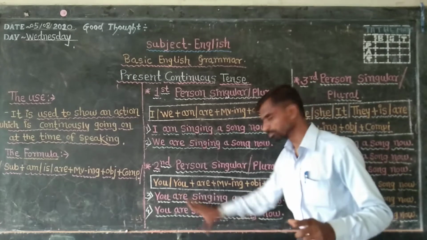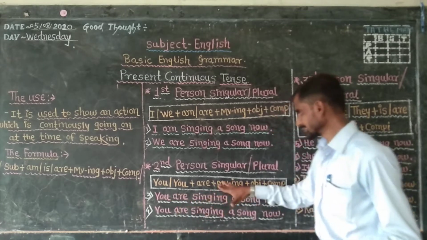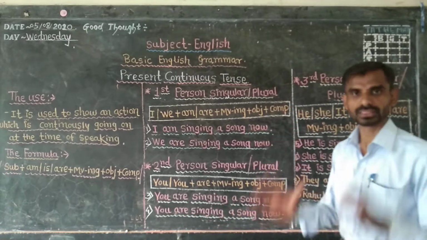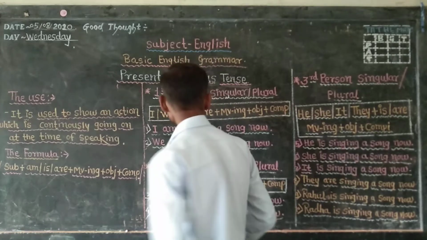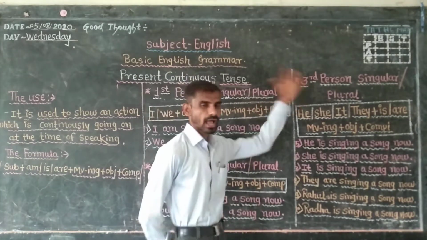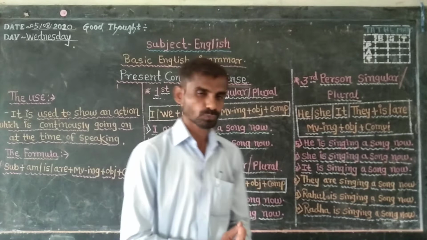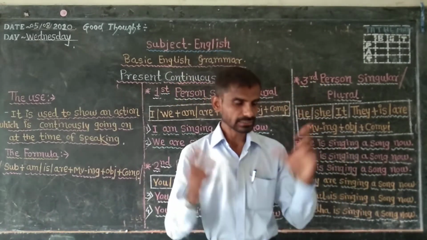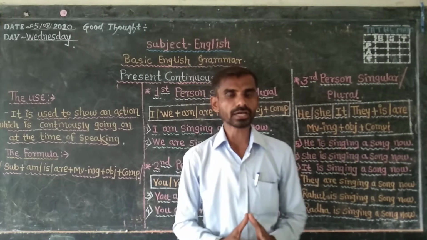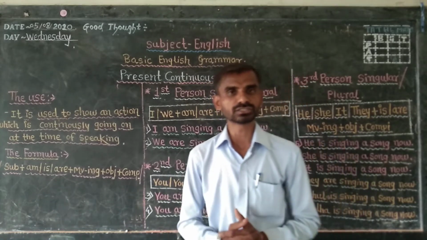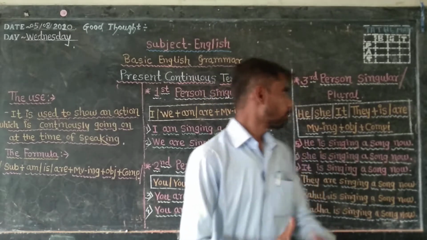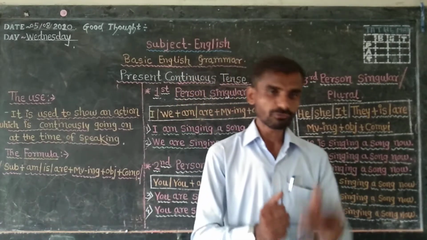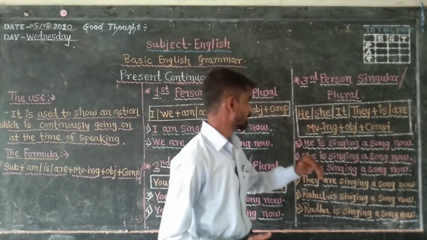Therefore our examples are: you are singing a song now. Okay, now let us see the third person singular as well as the plural case. We know, we have learnt he, she and it. These three pronouns are known as third person singular. Now what we have to use in front of them and what is the plural case of he, she, it? Yes, let us see.